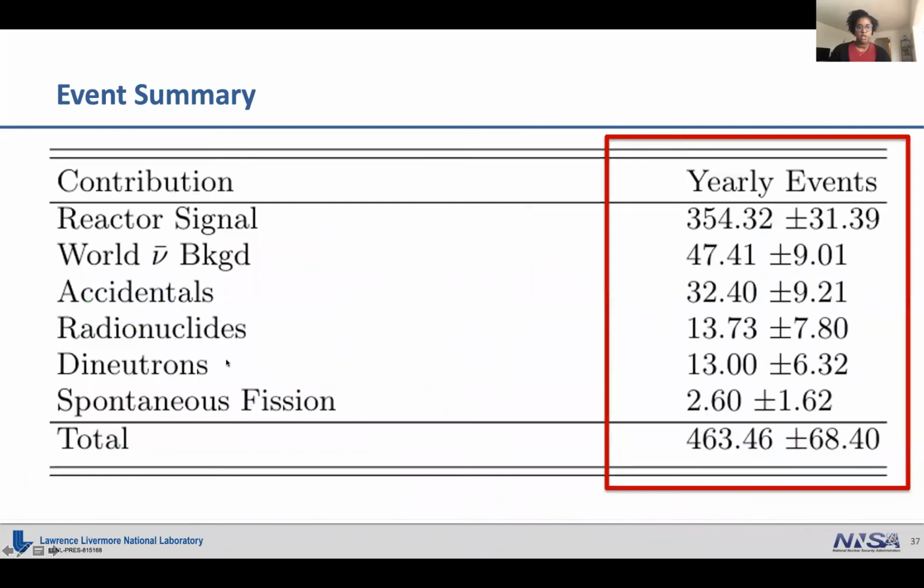And then if we actually look at our event summary, we would expect to see about 354 events for our signal, about 50 events for our world antineutrino background, which is again our single largest background in this detector, followed by our accidentals, which are about 30 events per year. Radionuclides and dineutrons are roughly 13 or 14 events per year. And then the spontaneous fission contribution is actually particularly small. So in total, we expect to see roughly 500 events within a year.